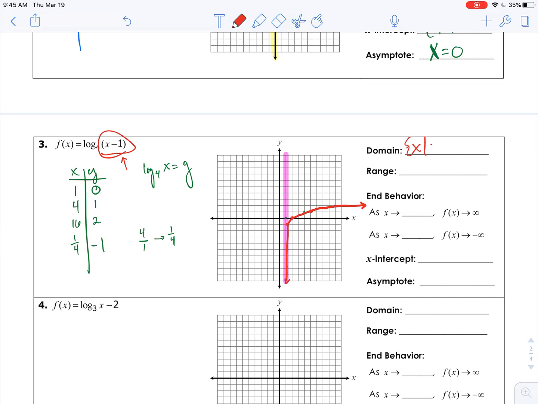All right, so let's talk about domain. What x values do I have? Well, I've got x. And now x is bigger than what? So what x values am I bigger than? That's 1 right there. And the range, y, all real numbers. So we're pretty much only going to be working with all real numbers here.